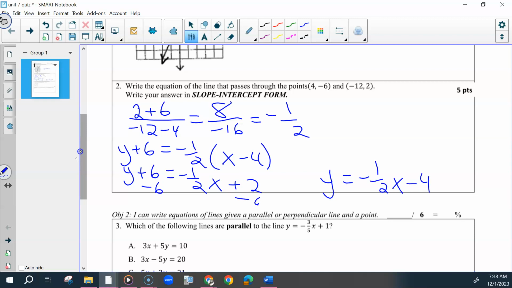So the 5 points on that were the work for the slope, the correct slope. Did you set up your point slope correctly, the work to find your actual equation, and then your actual equation?